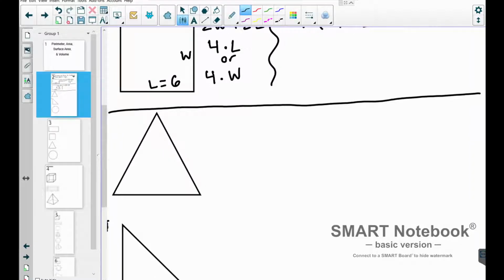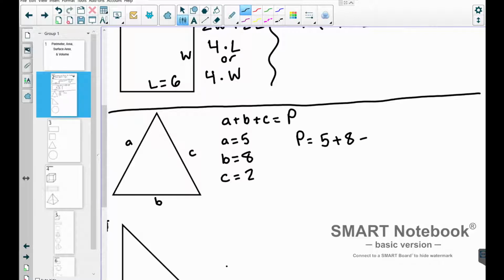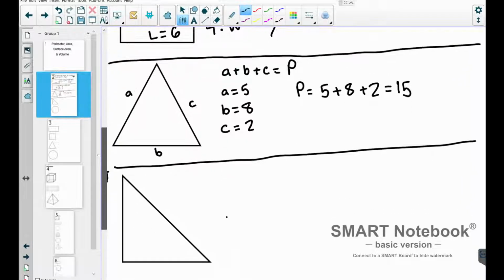There we go. So let's say we have a triangle now. So a triangle, we'll just label the sides A, B, C, and the perimeter of your triangle is just going to be equal to A plus B plus C, and that's going to equal perimeter. So if A equals 5, B equals 8, C equals 2, we can say, well, our perimeter is going to be equal to 5 plus 8 plus 2, which is just going to be equal to 15. It's as simple as that, just adding things up and getting your answer on the perimeter.